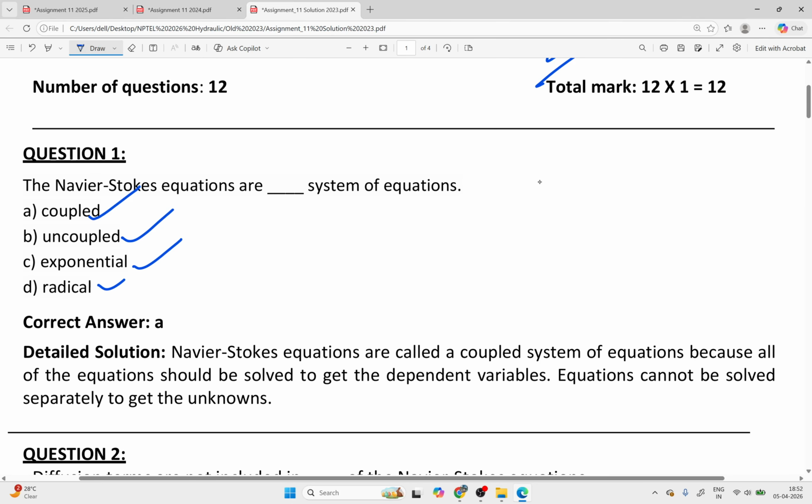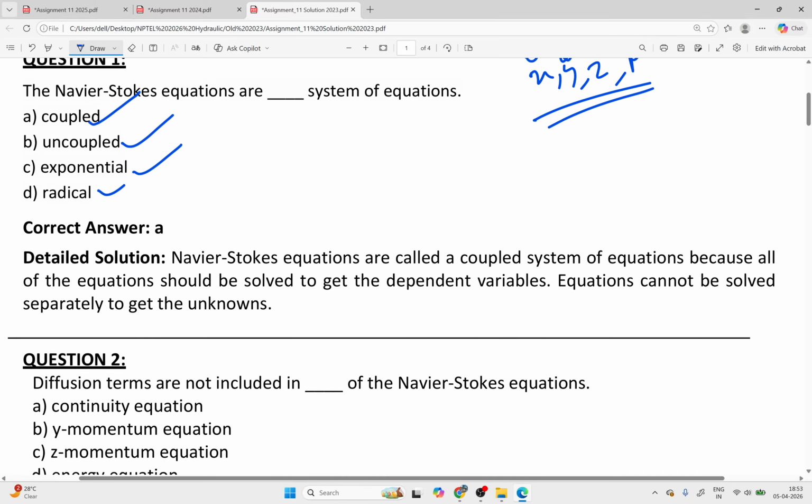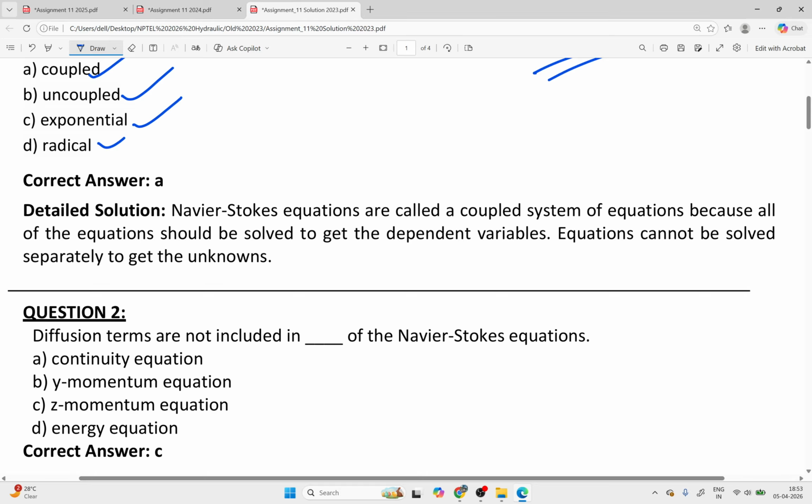Let us suppose you have the Navier-Stokes equation with variables u, v, w, the velocities in x, y, z, and the pressure. For getting u, v and w, you need to solve all the equations, then you will get them. Next. Okay, the answer is visible, no issue.